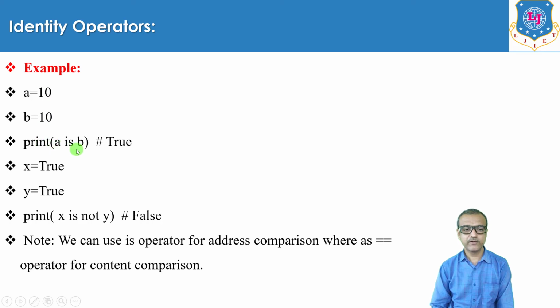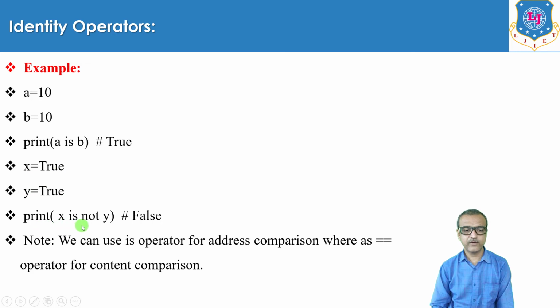So print of A is B. So what will be the output in this case? As A and B both are pointing to the same object 10, its output is true. Now x equals true, y equals true. Again x and y are pointing to the same object true.